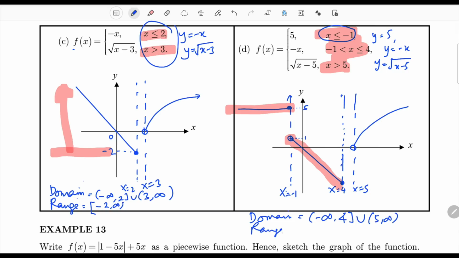Range will be from 4. So this is the least value of y that you can get. So that will be negative 4. Negative 4, not 4. Negative 4. Up till, goes on and on to infinity.